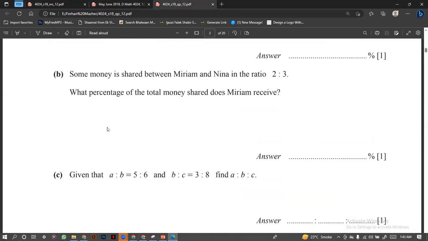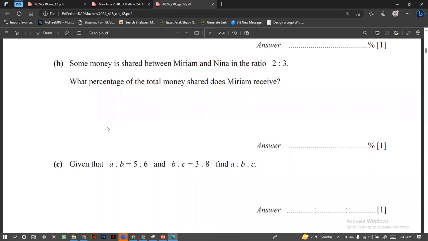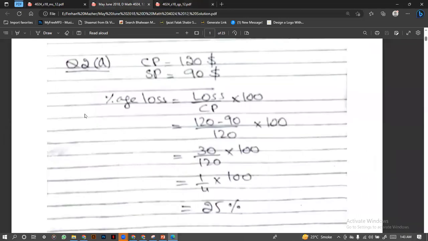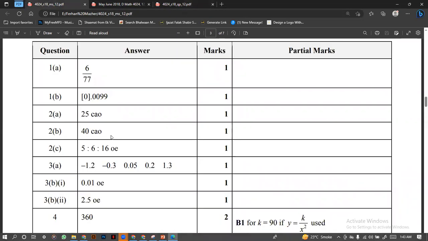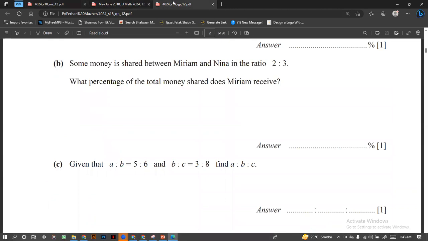Okay, so question number 2, B part, he says some money is shared between Mariam and Nina in the ratio 2:3. What percentage of the total money shared does Mariam receive? Okay, so Mariam received 2, and the sum of ratio is 5, 2 out of 5. So if you want to convert this into percentage, you will have to multiply it with 100. So you will have 2 by 5 multiply 100, that is 40%. So Mariam has received 40% money. Okay, so this is the solution.